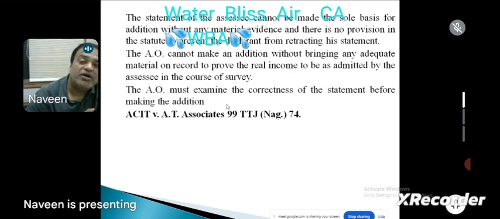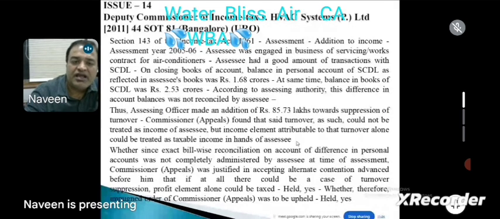And therefore, there is no provision in the statute to prevent the declarant from retracting his statement. AO cannot make an addition without bringing any adequate material on record to prove the real income to be as admitted by the assessee in the course of survey, and the AO must examine the correctness of the statement before we do the addition. Now, forward.